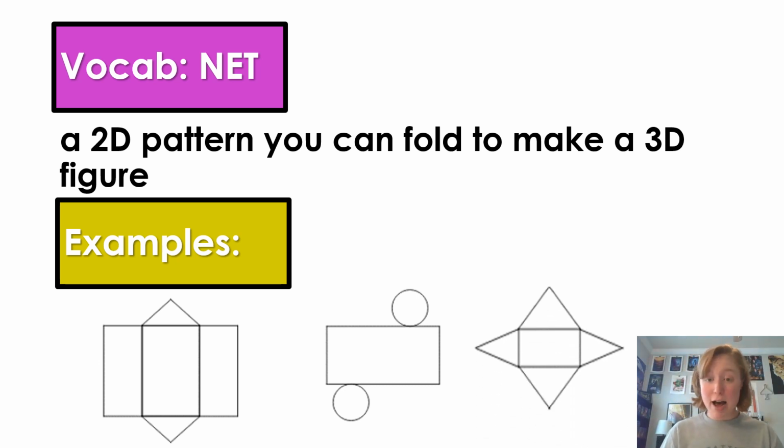The last one I have looks like this. It's got 4 triangles and then a little rectangle in the middle. Now, if I put that rectangle flat on the ground, or on my hand in this case, and then fold my 4 triangles up, they should meet to make this nice little pyramid shape.